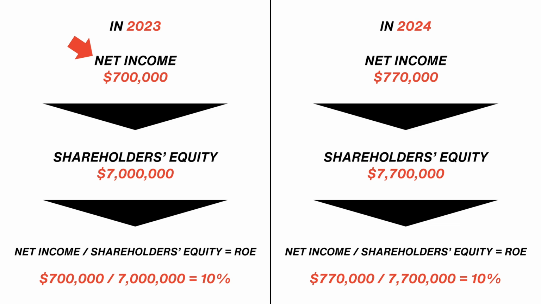If Tom's Toy Factory decides to retain its earnings of $700,000 in 2023, its shareholders' equity will increase to $7.7 million. To get the same 10% ROE with $7.7 million in shareholders' equity in 2024, Tom's Toy Factory needs to generate at least $770,000 in net income in 2024 compared to $700,000 in 2023.